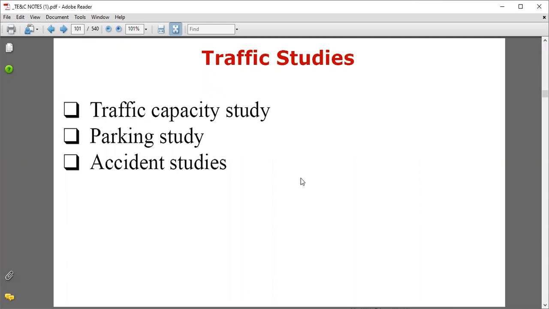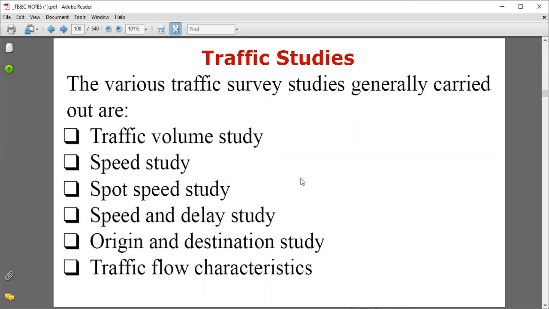Okay, so for that purpose, that traffic volume studies, again there is a speed study. Speed study means there is a vehicle which is having a speed. What is the speed? That data also we can collect here. Again, spot speed study. What is meant by the spot speed? It means at any instant, what is the speed of that vehicle is nothing but a spot speed study.